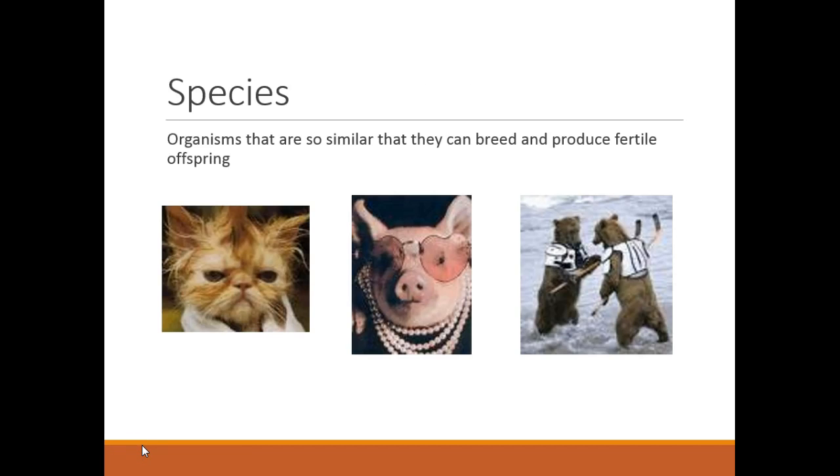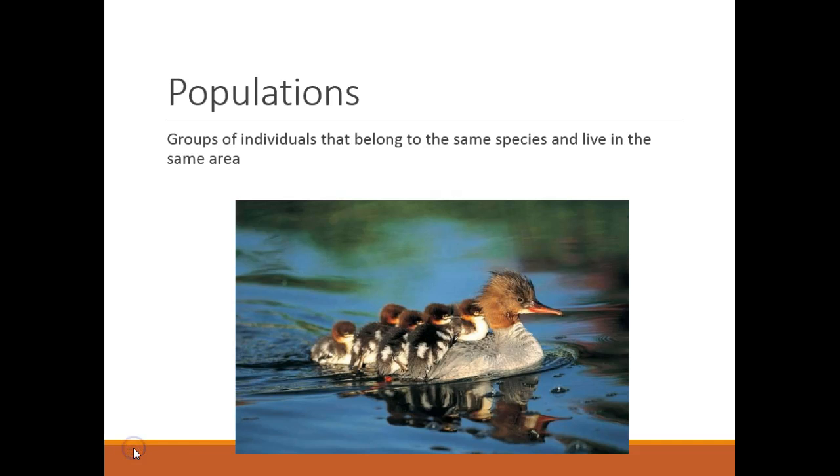The smallest level of ecology is known as species. These are organisms that are so similar that they can breed and reproduce fertile offspring. Our next level is when you take groups of these individuals that belong to the same species and live in the same area. So in this picture we have a bunch of waterfowl, birds that live on water. They're all the same species. So they are all members of a population because they're all within one particular area.